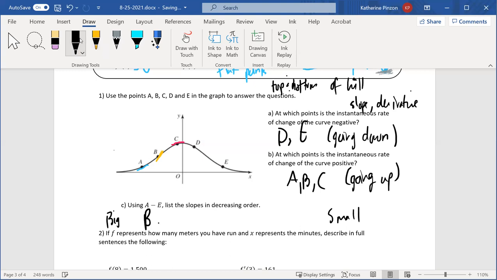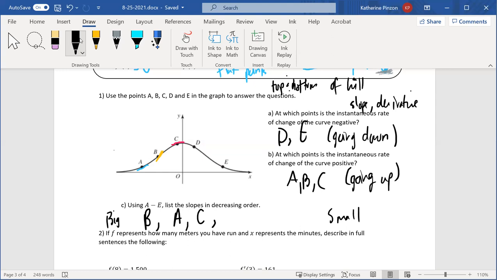So we're going to put B here. It's going up the fastest. And then which one are you going to put next? A, and then C. Yeah. B is going up the fastest. That's where it's increasing the fastest. It's scooching up as high as it can. A seems to be a little bit bigger than C. We could have a little debate, right? They seem pretty close to one another, but we'll go with A being a little bit bigger than C.